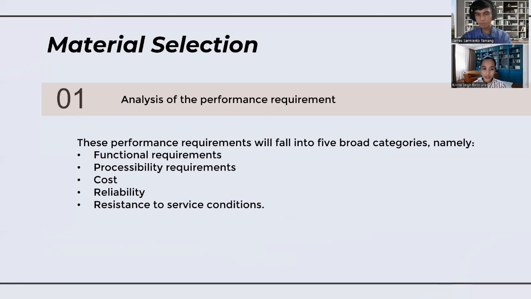The selection process is grouped into 4 steps. 1. Analysis of the performance requirements. 2. Initial screening of the materials. 3. Using quantitative methods in material selection. And 4. Selecting the optimal material for the equipment.